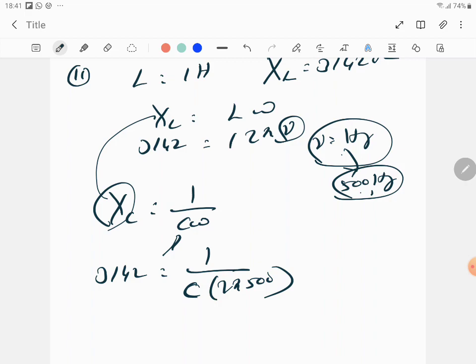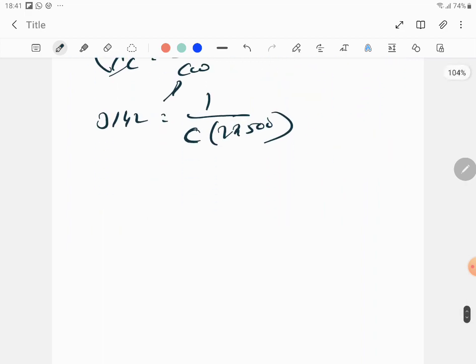So let's go to the next question. And you should write again, when you're getting C, you have to write farad. Because we are finding the capacitance, it can be converted into microfarad. That's what they have done. So let's go to example 12.